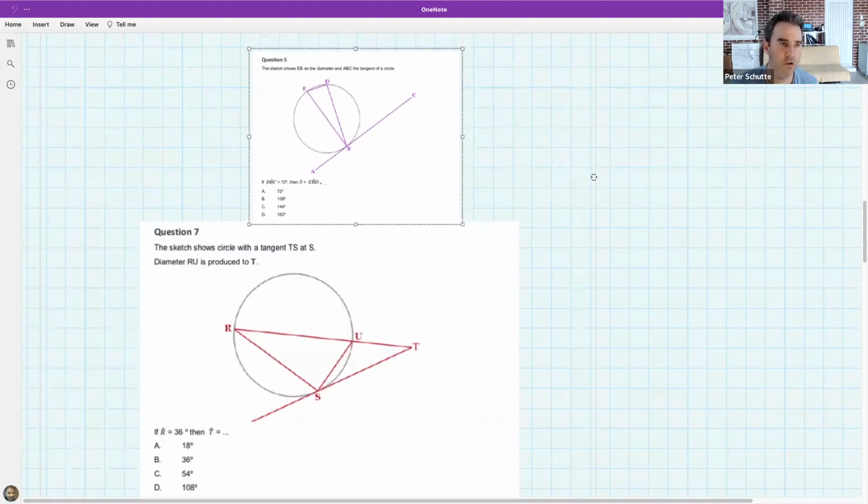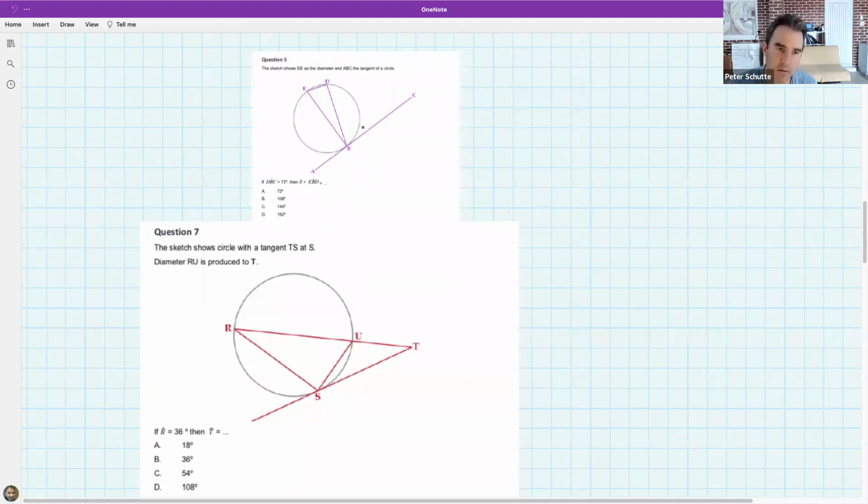I don't know if you can see it there, but really DBC. So this was 72 to start with. And we know from the tan radius theorem that this thing over here must be 90, which means that has to be 18. So tell me in the chat, Tandakile, if that makes sense to you.